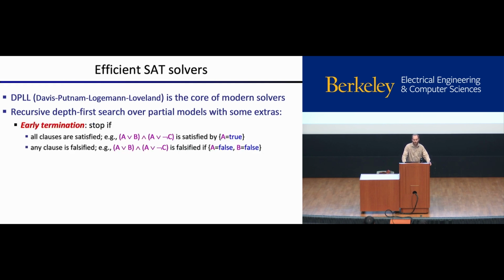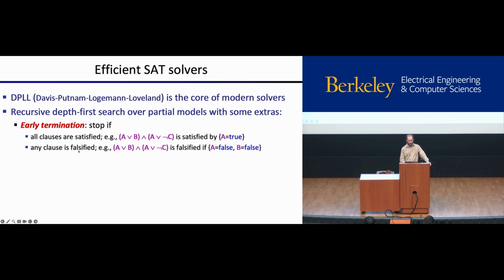Actually, early termination I already showed you. If all the clauses are satisfied, then we return true. If any of them are falsified, then we return false. So here's a partial model. A is true, B and C are who knows. But this clause is satisfied because you only need to satisfy one of the things for the OR to return true. This is satisfied, same reason. So every clause is satisfied.